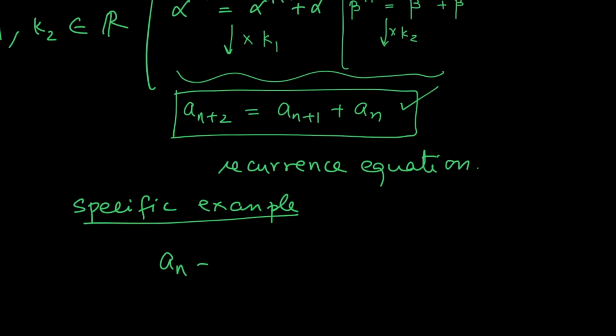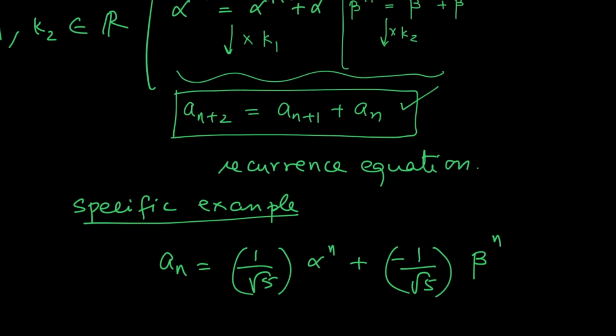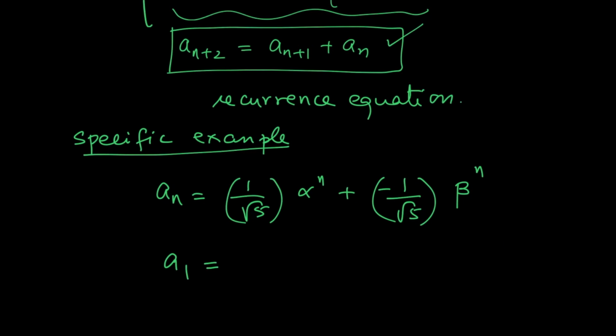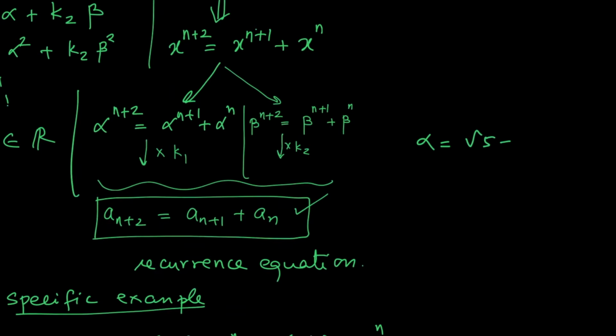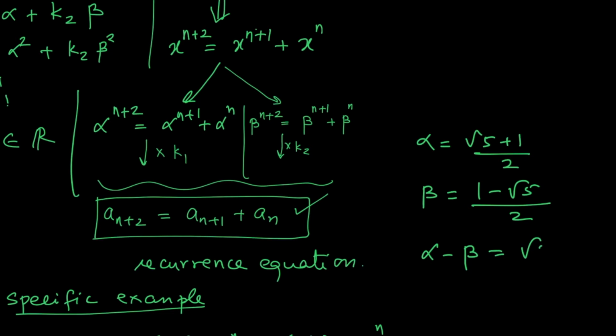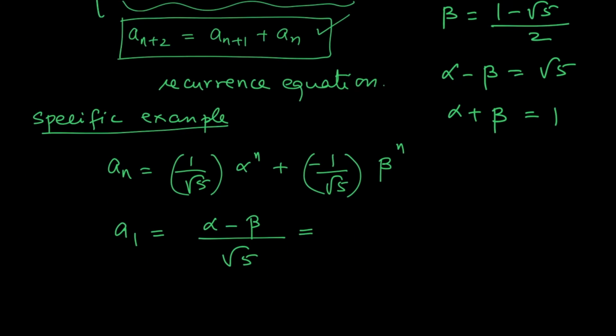Fine. So, a specific example is when an is taken as 1 by root 5 times alpha power n plus minus 1 by root 5 times beta power n. So k1 is taken as 1 by root 5, k2 is taken as minus 1 by root 5. In this case, a1 is going to be alpha minus beta divided by root 5. We know that alpha value is root 5 plus 1 by 2. Beta value is 1 minus root 5 by 2. So, we have alpha minus beta as root 5 and alpha plus beta as 1, right?